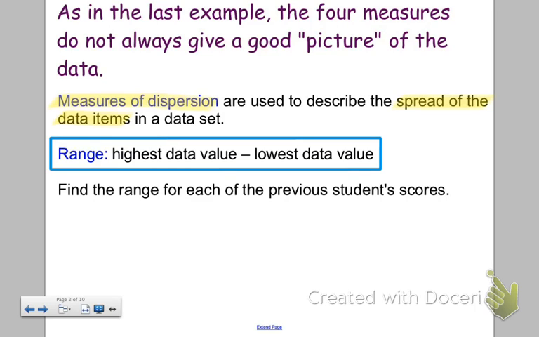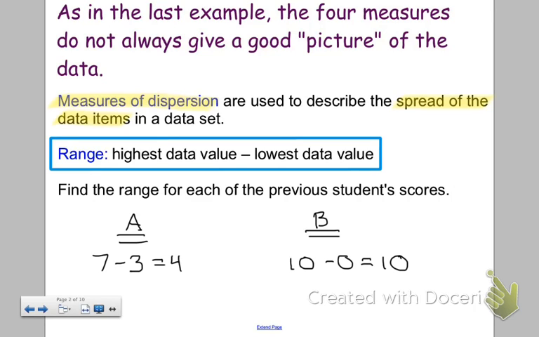Okay. So if I look back at the previous set of numbers and I want to find the range for each of those previous student scores, the highest number for student A was 7. The lowest number for student A was 3. So my range would be 7 minus 3, which equals 4. For student B, my highest number was 10. My lowest number was 0, so they have a range of 10.